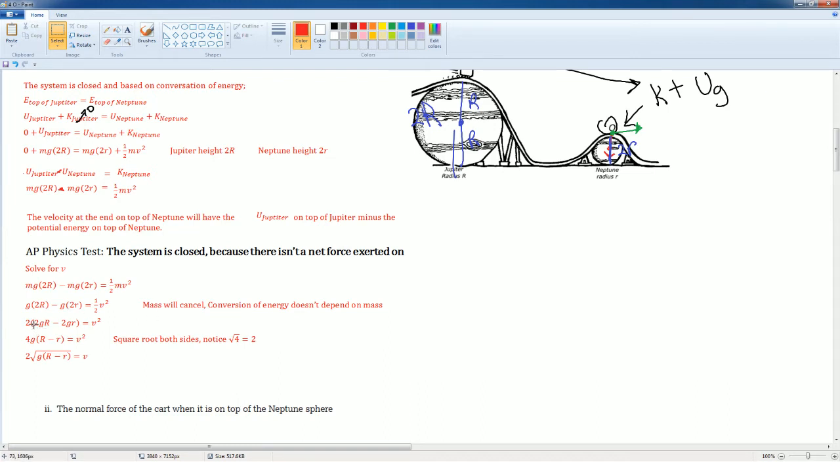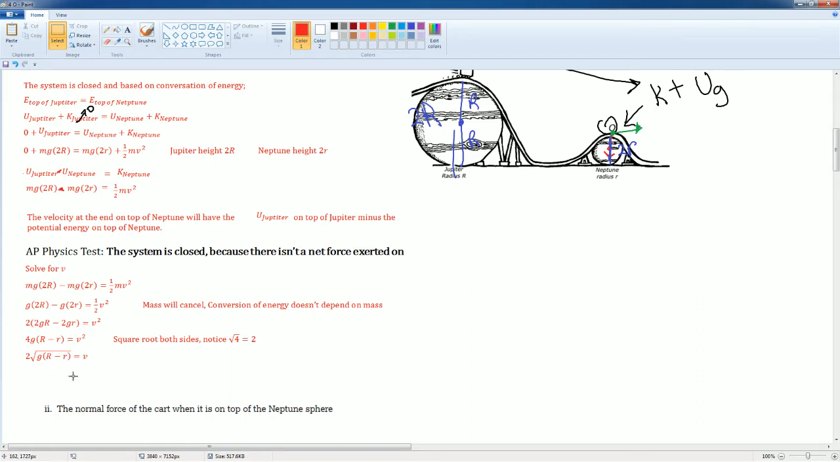I then factored out the 2 from both, so I multiplied the 2 here to get v squared alone. Then I square root both sides. Once I square root both sides, I know the square root of 4 becomes 2. So I get this answer: v is equal to 2 square root g parentheses big R minus little r.